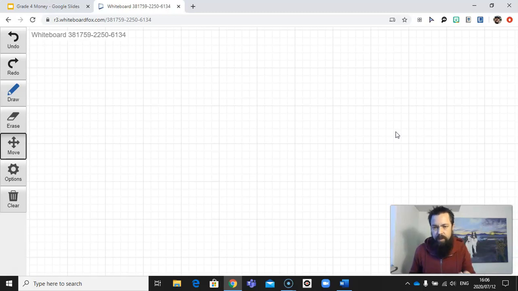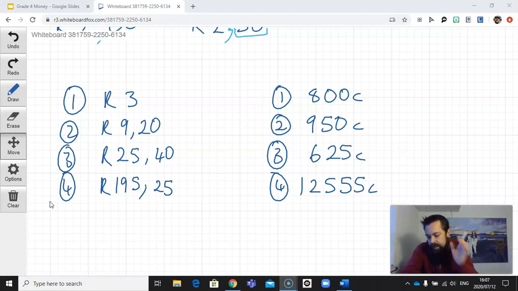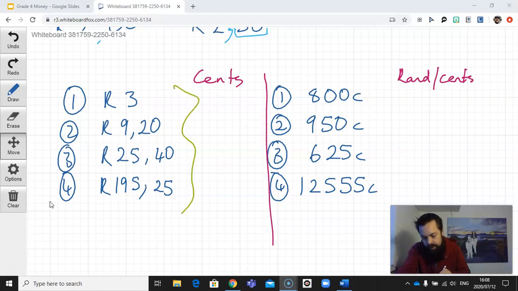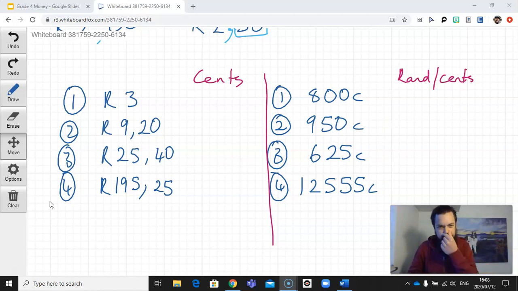So please make sure you have a pencil and paper so you can jot down some answers for me. So what I'd like you to do on the left-hand side is I'd like you to write down those Rand values, or those Rand and cent values, in just cents. So write that down in just cents. Then on the right-hand side, I'd like you to give the Rand and cents values. All right, so you're converting these ones to look like these ones, and you're converting these ones to look like these ones. I'll give you a very short time to get this done, because it's not tricky.